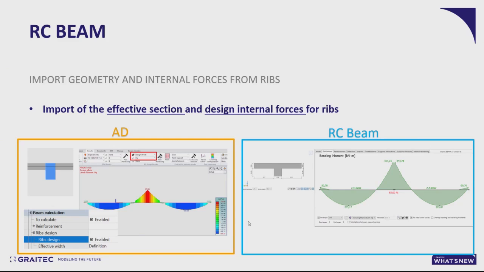But now, when you're exporting a rib or a T section from advanced design into the modules, it will automatically import all of the loads applied on the T section itself. It will automatically consider the shape of the T section as it's imported here, as you see here.